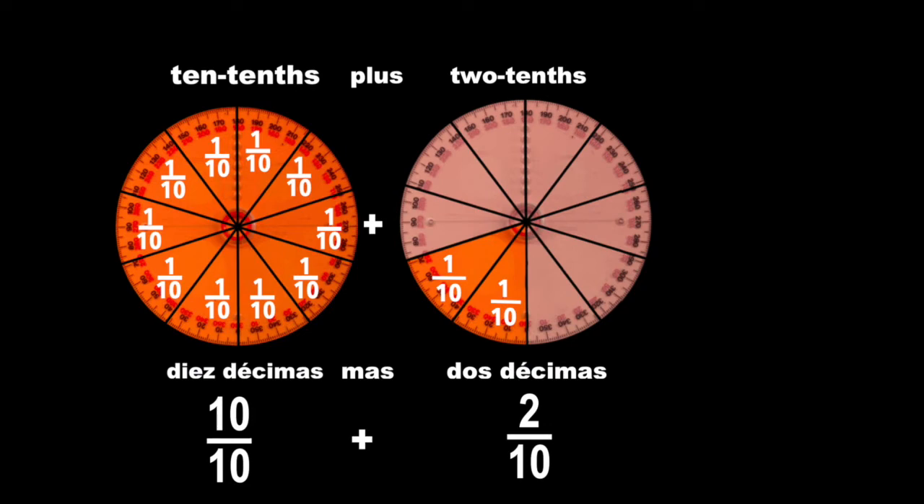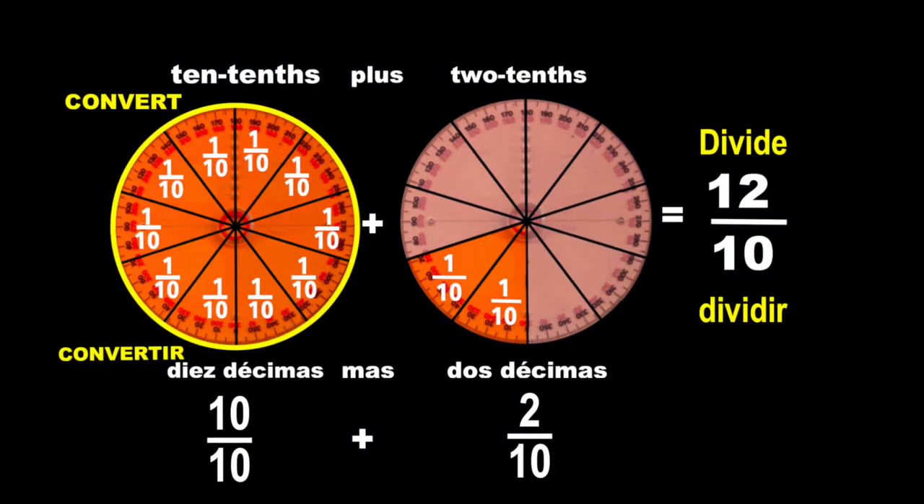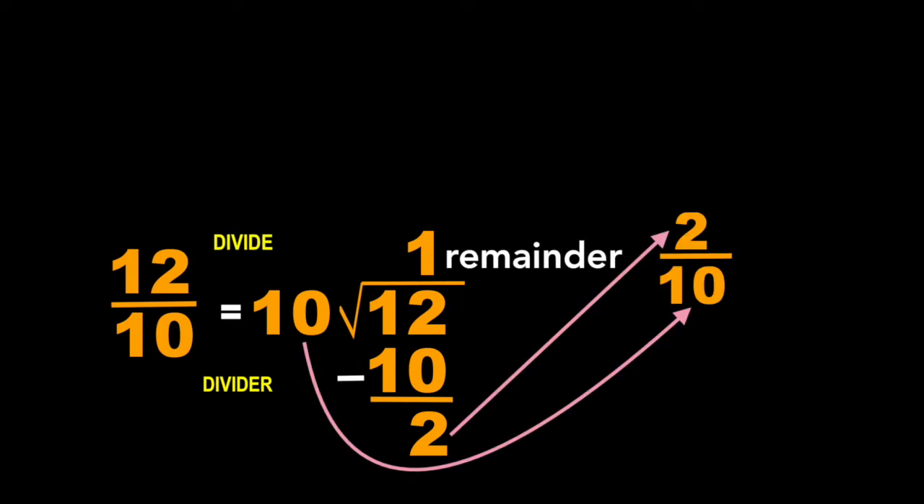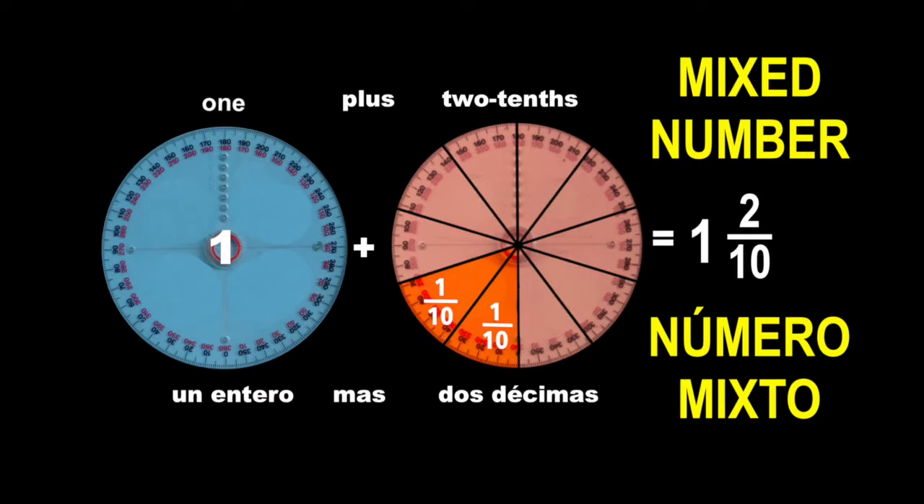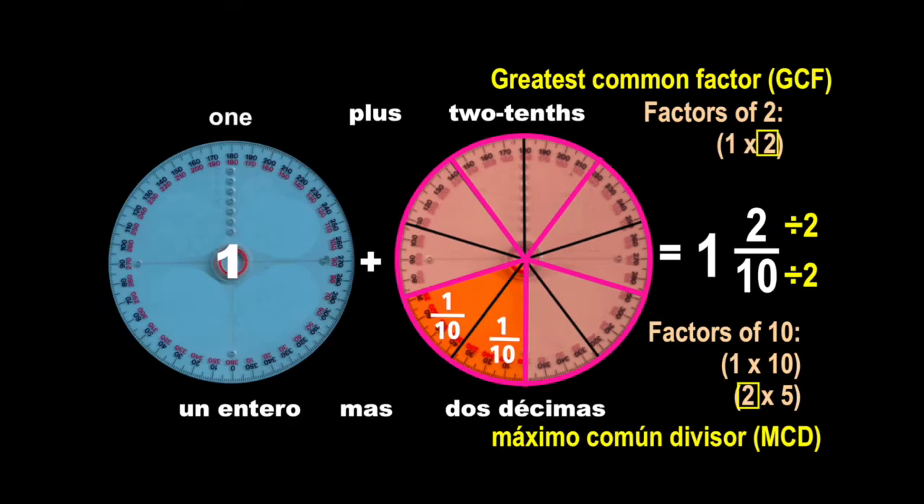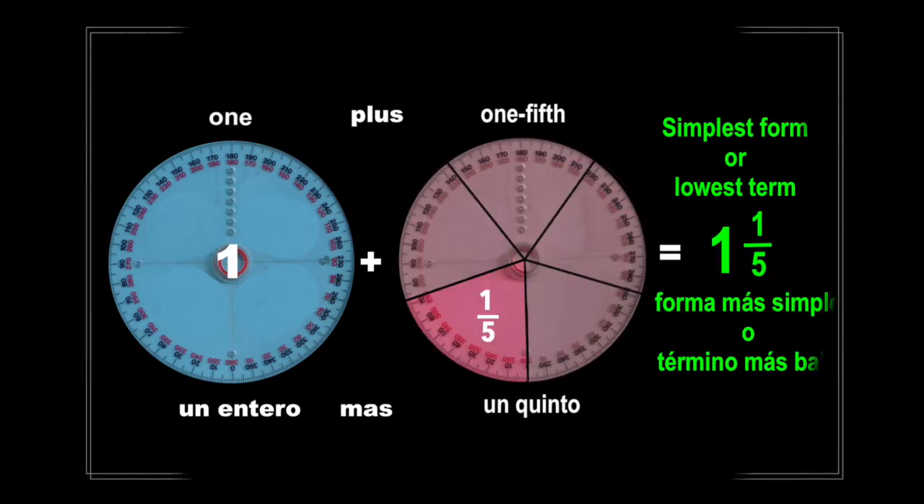10/10 plus 2/10 is equal to 12/10, an improper fraction. Divide 12/10. 12/10 is equivalent to 1 and 2/10. List the factors of 2 and 10. Divide 2/10 by 2/2. 1 and 2/10 is equivalent to 1 and 1/5, which is the simplest form.